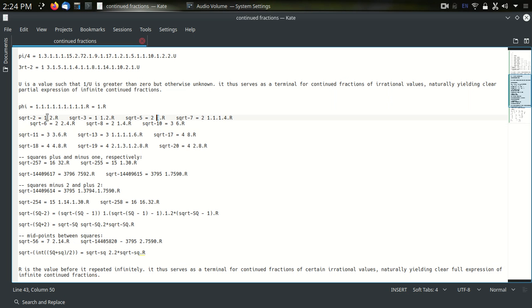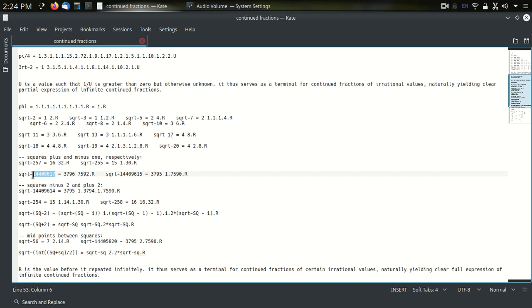So here, it's 1 squared, and then this is 2 times 1, repeating forever. Here it's 2 squared plus 2 times 2, repeating forever. Here it's 3 squared, 9, plus 3 times 2, which is 6, repeating forever, right? So there's a pattern to this, so it's predictable. So 16 squared is 256, so if we add 1 to get 257, it's going to be 16 with a 32 repeating forever.